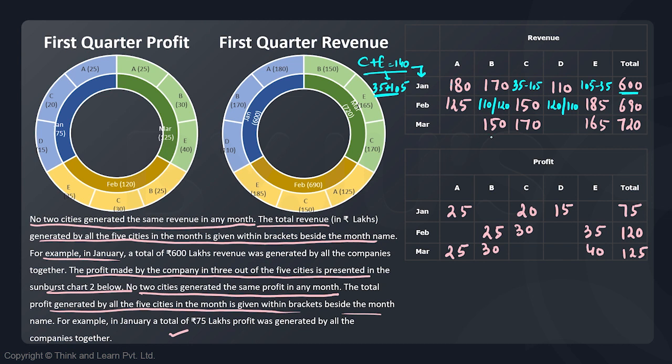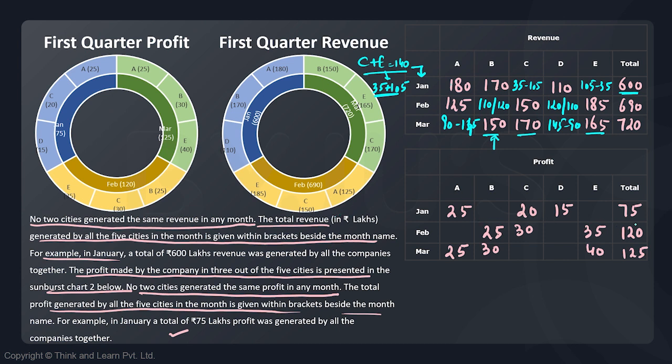Let's talk about March. 150 plus 170 is 320. 320 plus 165 is 485. 485 subtracted from 720. How much does it become? It is 235. So sum of these two numbers is 235 and maximum a figure can be just less than 150, that is 145. So sum of two numbers is 235, maximum can be 145, that means other one can be minimum 90. So I have 90 to 145, and the other one would also be 145 to 90. In a similar way, we have to do for profits as well.